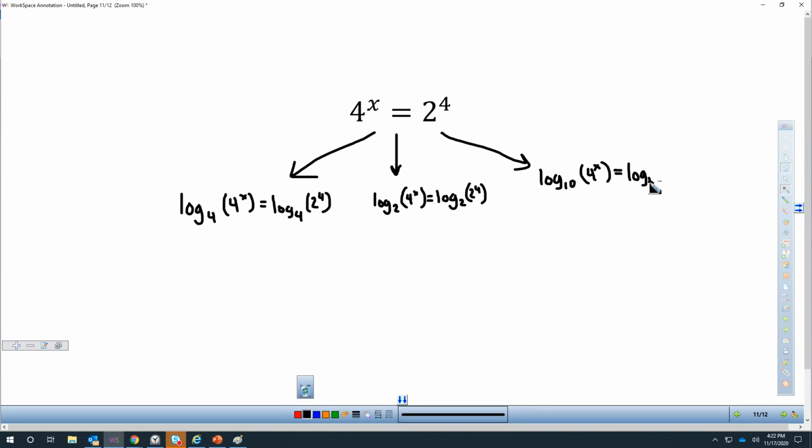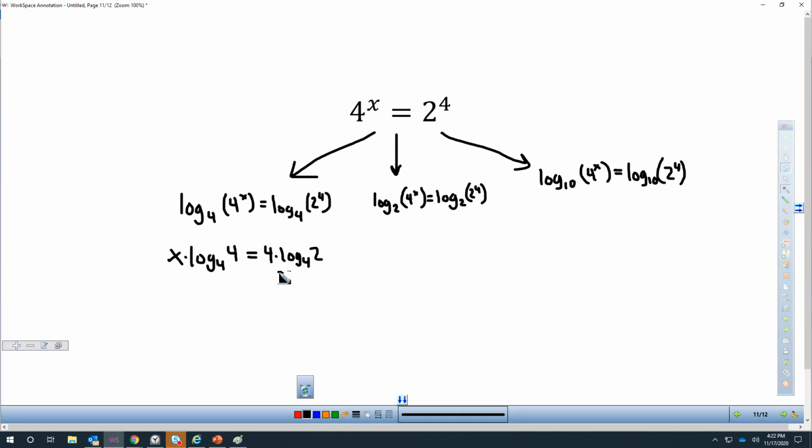So let me finish writing this down here. Log base 10 of 2 to the 4th. So we're just taking log of both sides, and because we're not sure what base to use, we're just trying 3 different ones, and we're going to see what happens. On all of these, I can use my power rule to bring these exponents out front. So this one's going to be x times log base 4 of 4. And even on the other side, this 4 is an exponent that can come out front and be 4 times log base 4 of 2.